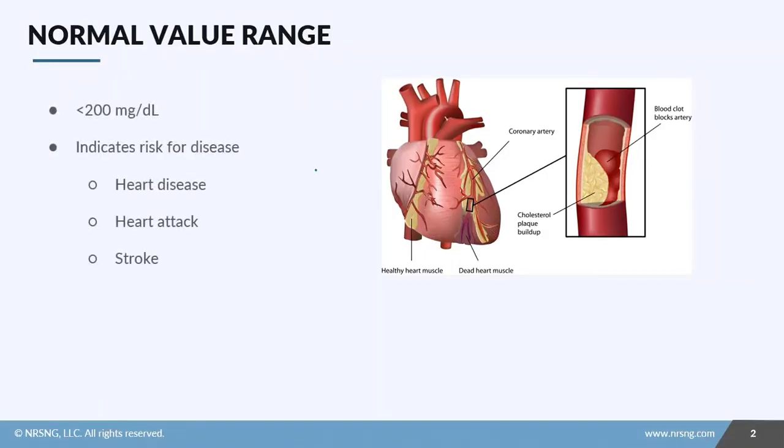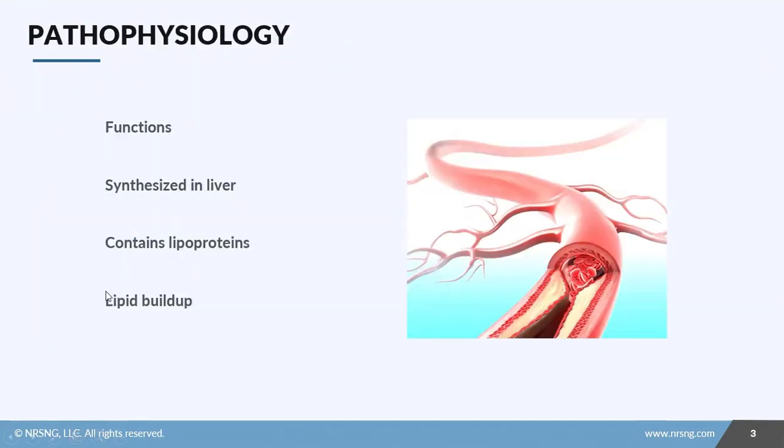All right, in this lesson, we're going to talk about cholesterol. The normal value for cholesterol is going to be less than 200 milligrams per deciliter. And similar to other screening tests, we're going to look for indications of risk for disease. So we're using this test as a risk indicator for heart attack, heart disease, and stroke.